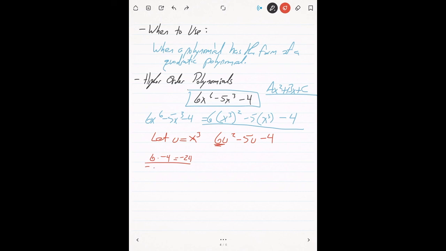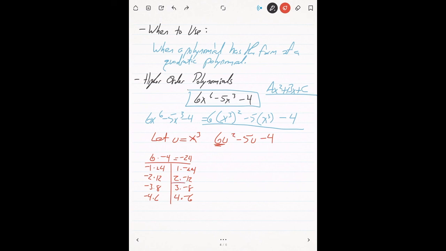Negative 1 and 24. Negative 2 and 12. Negative 3 and 8. Negative 4 and 6. We also have 1 and negative 24. 2 and negative 12. 3 and negative 8. 4 and negative 6. These quantities are the things that multiply to give us negative 24, and we need to find which of them adds to negative 5.